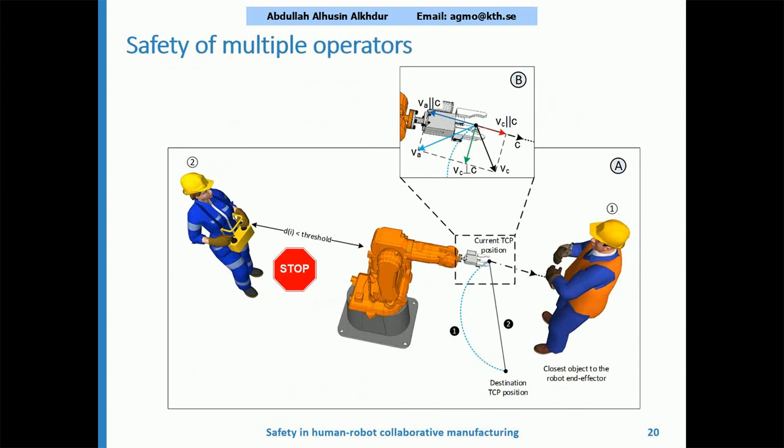At the same time, we were investigating how to provide safety to multiple operators. In case of having multiple operators in the robotic cell, in this example we have another operator, number 2, standing behind the robot, and to avoid any collision, there's a threshold distance defined to keep the robot away from the second operator. In several cases like this, stopping the robot could be the action, as you can see on the left side of the figure.